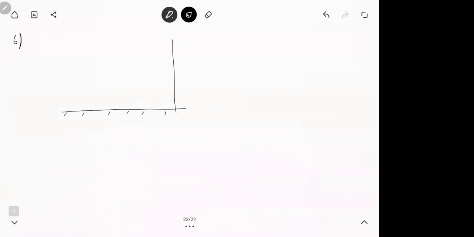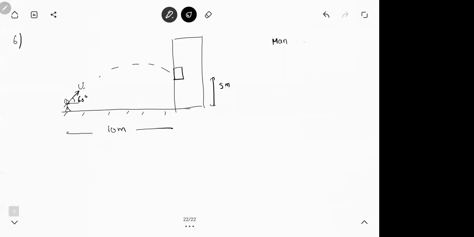That is it. So next thing, 5. We have a building here. There is a window at a height of 5 meters. At a distance of 10 meters, there is an innocent person. What will innocent persons do? They throw stones. At an angle of 60 degrees. So the man throws a stone at an angle of 60 degrees. Find out if it falls into the window.